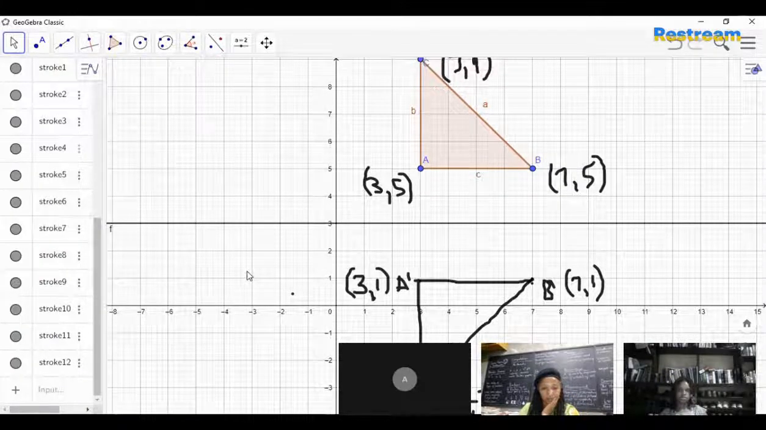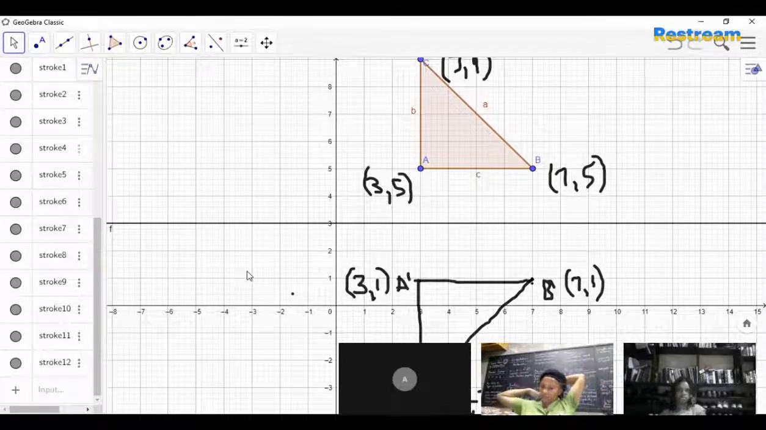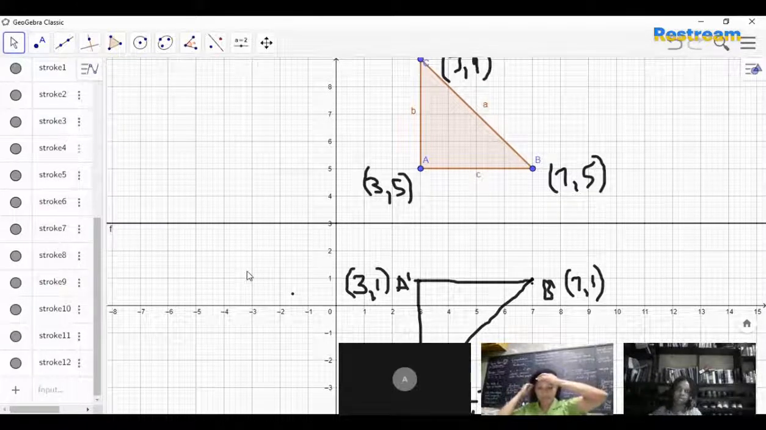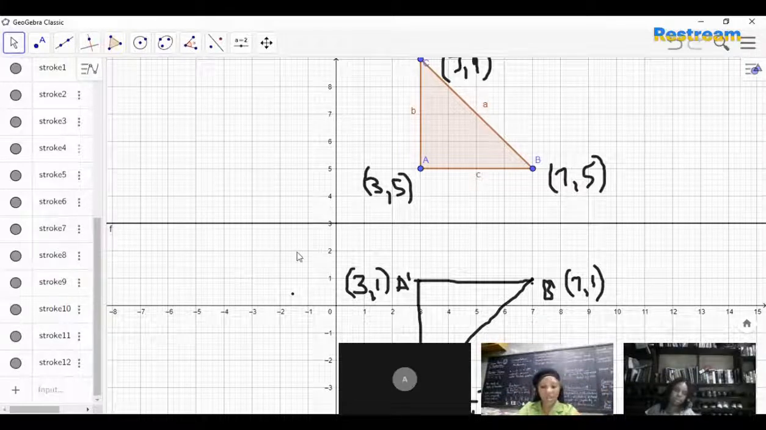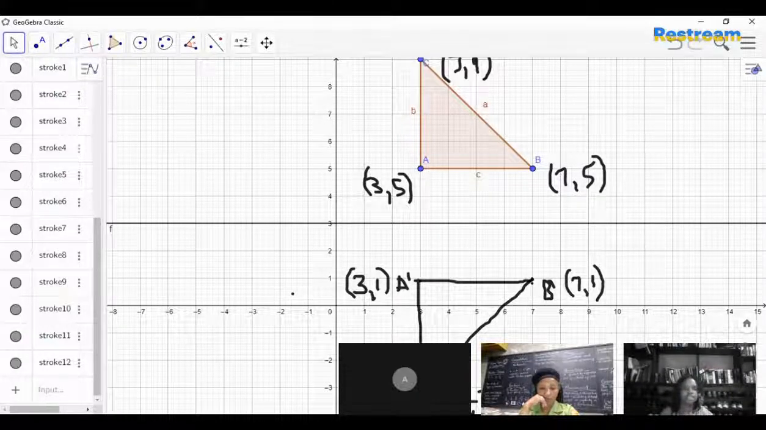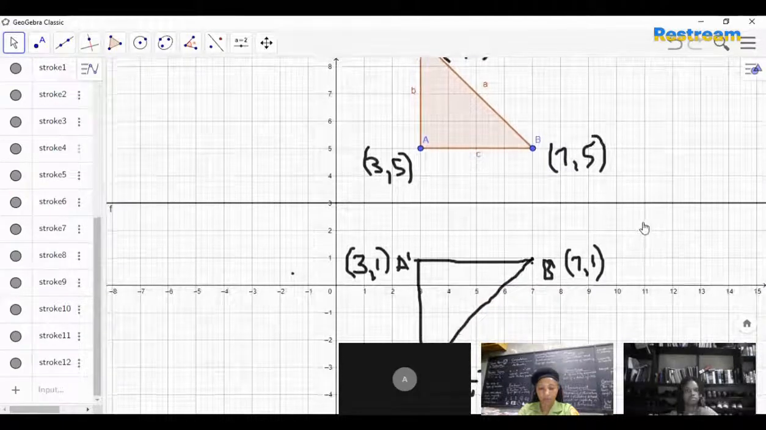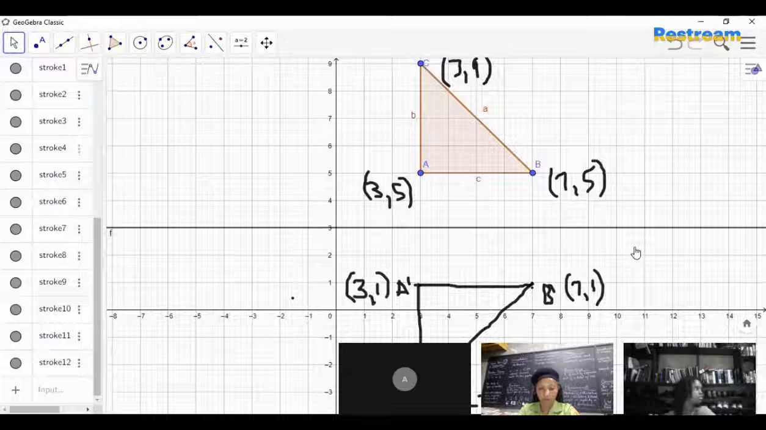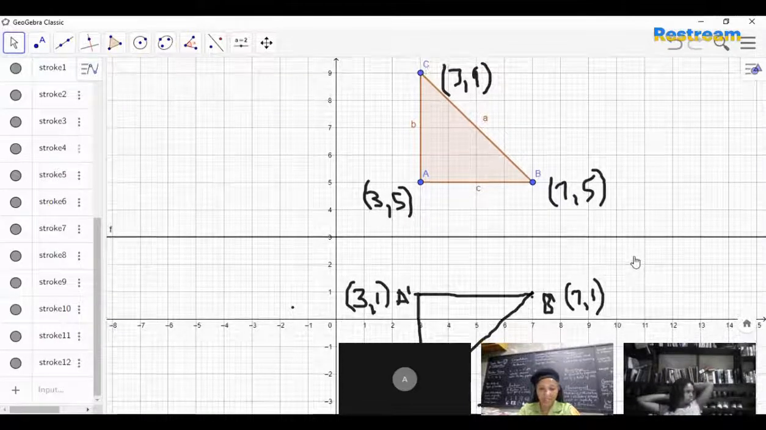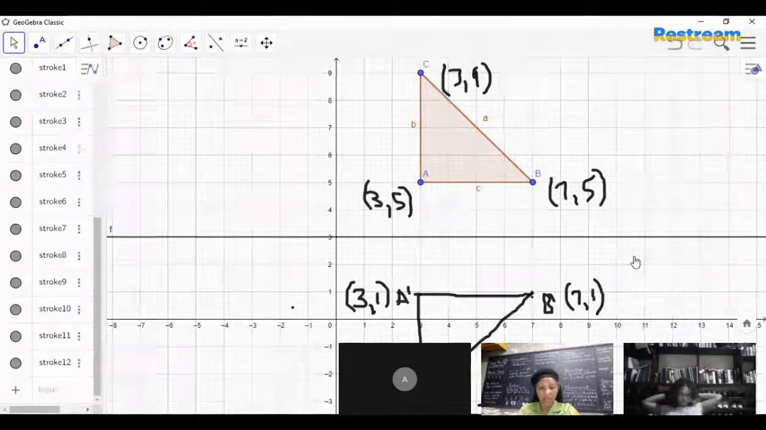So for A prime, we're reflecting it in the line y equals 2. The x values stay the same. What has happened to the y values? Miss, because it's a reflection in the line, the y values, the numbers change, and also one of them is negative. There's a pattern. The x values stay the same, while the y values change.